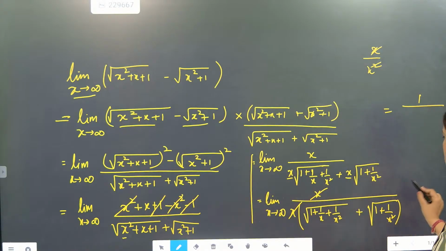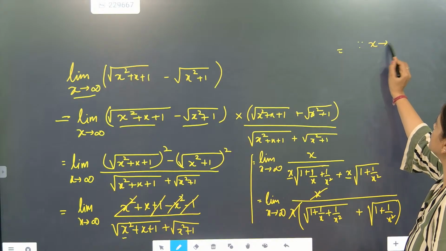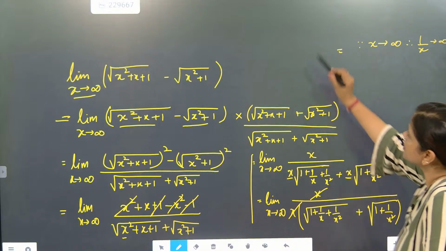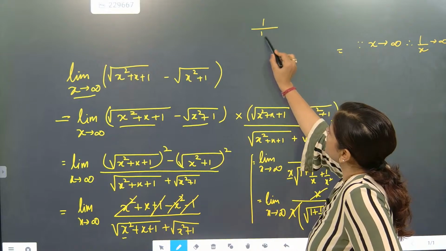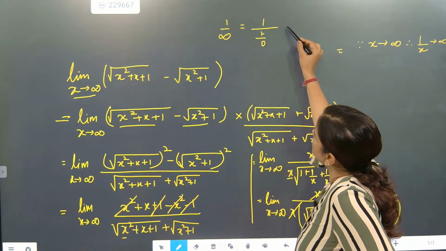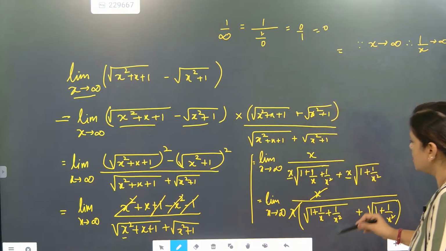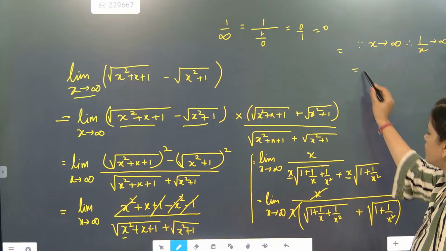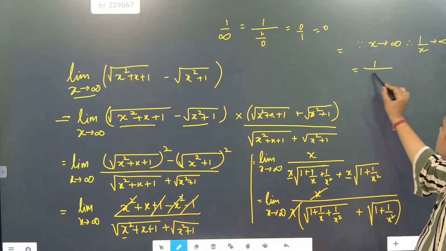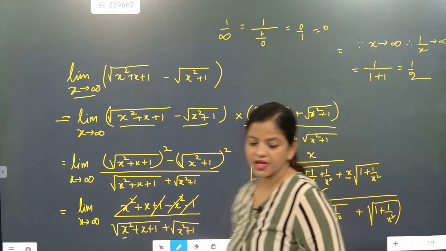Because there is always a provision, since x tends to infinity, therefore 1 by x tends to 0. Why? Because, Siddharth, look here, if somebody gives you 1 by infinity, infinity means 1 by 0, means 0 will go up, it will become 0 by 1, so the answer will be 0. So wherever infinity is there, we can put 1 by infinity means 0, 1 by infinity means 0, 1 by infinity means 0. So the answer will come 1 by 1 plus 1, which is 1 by 2.